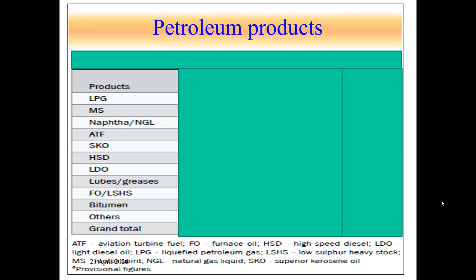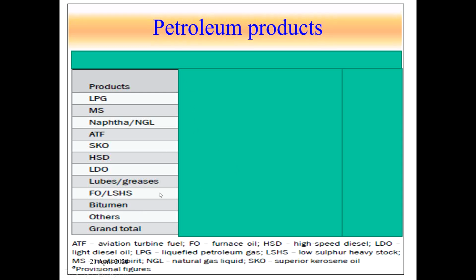What are the petroleum products? LPG, motor spirit, naphtha, aviation turbine fuel, superior kerosene oil, high-speed diesel, light diesel oil, various types of lubricants and greases, then furnace oil, which is used in industries for process heating, then low sulfur heavy stock oil, which is a bit viscous, used as an alternative to furnace oil in industries, then bitumen, which is used in road building, and others.